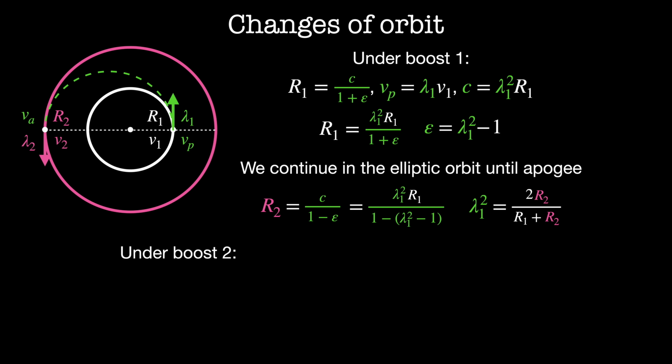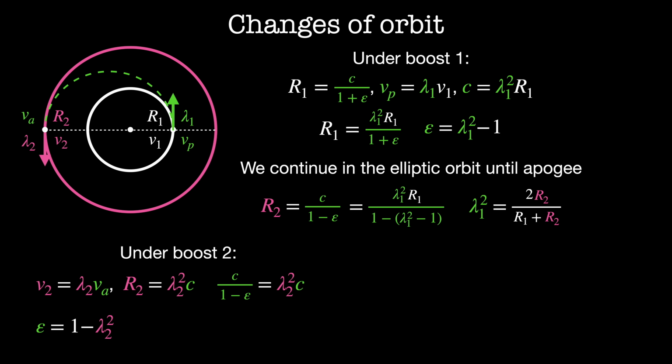Lastly, we'll do a boost at the apogee that bumps us into the final circular orbit. During that boost, we'll scale our velocity at apogee by some constant lambda 2 to reach our final velocity v2. Because we've changed our angular momentum during this boost, r2 is equal to lambda 2 squared times c. Since r2 is equal to the distance of the elliptic orbit at apogee, that tells us that c divided by 1 minus epsilon squared is equal to lambda 2 squared times c. The c's cancel out, and we're left with epsilon is equal to 1 minus lambda 2 squared.